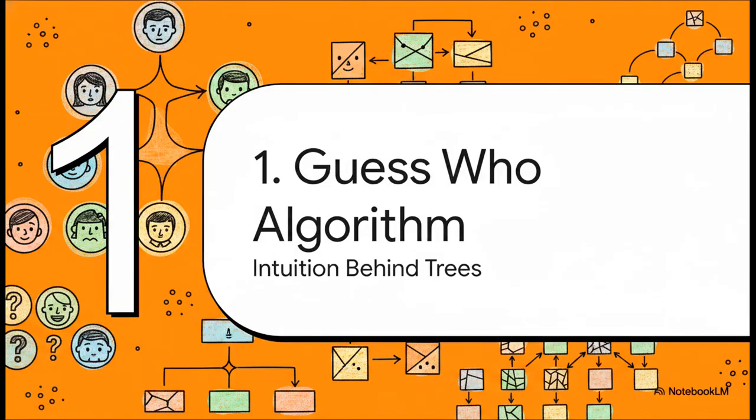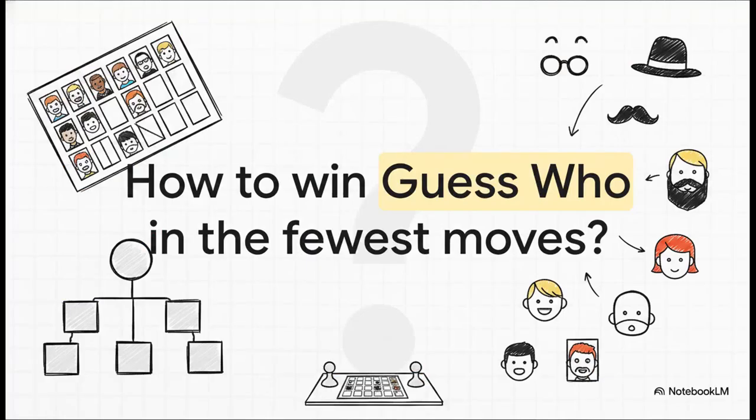Okay, let's dive right into this. Section 1, the Guess Who algorithm, the intuition behind trees. Now, I want you to think about something for a second. How do you win a game of Guess Who in the fewest possible moves? You know the game, right? You've got that board full of flip-down faces, and you need to figure out your opponent's mystery character. Well, believe it or not, every single time you play that childhood classic, you are intuitively running a machine learning decision tree algorithm right in your head.